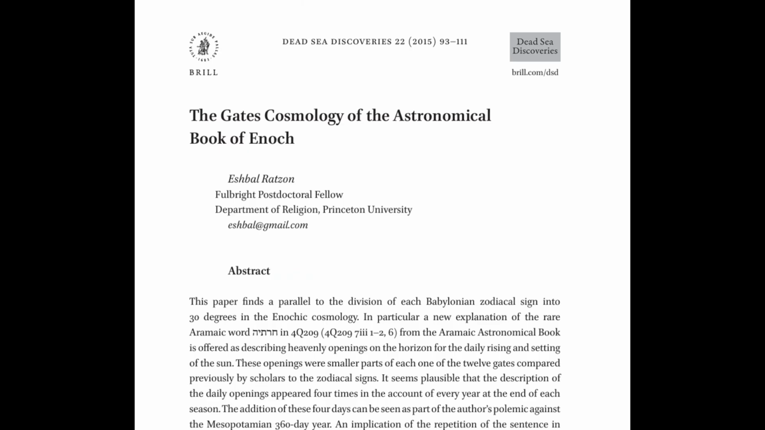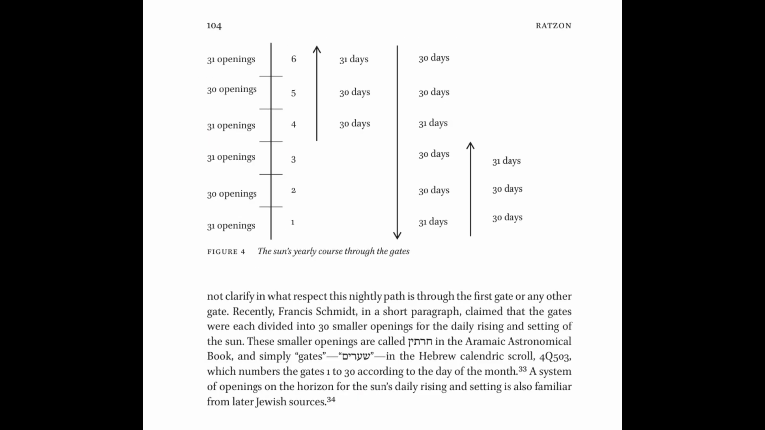But before I outline how to map out the gates of Enoch, I want to support some of my previous claims and what I'm about to say by bringing in some scholarly work that I recently found. There's a detailed academic paper titled The Gates Cosmology of the Astronomical Book of Enoch by Eshbal Ratzon, which seems to agree with something important I've been saying on this channel. The sun's movements through the gates were mapped out as a structured, consistent system.